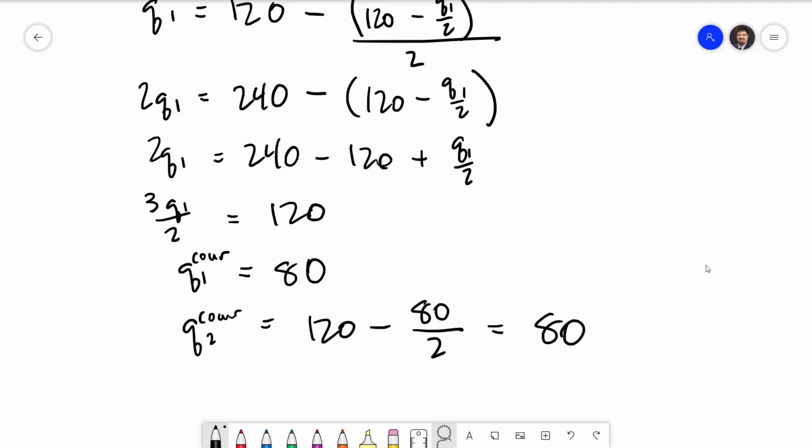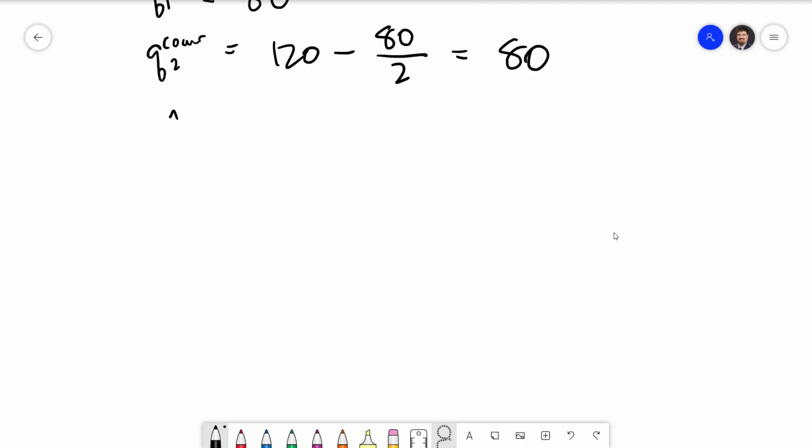We have now found the quantities that are best responses to each other. If firm 1 is producing 80, firm 2's best response is to also choose 80. And likewise, if firm 2 is producing 80, then firm 1's best response is to produce 80. And so there's nothing either firm can do to increase their profit by changing their quantity. That's the definition of a Nash equilibrium.